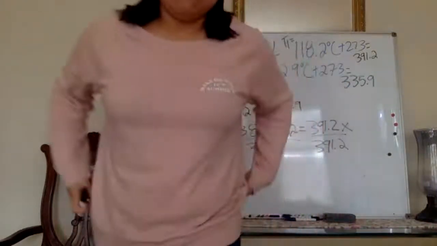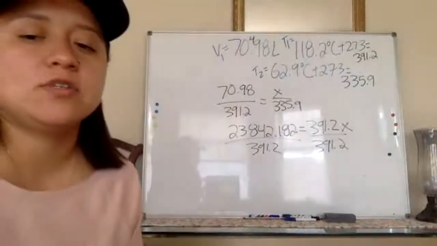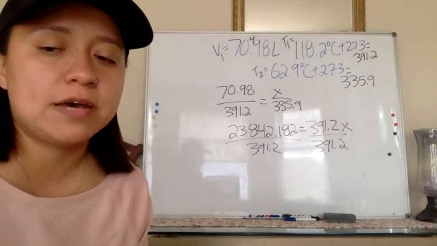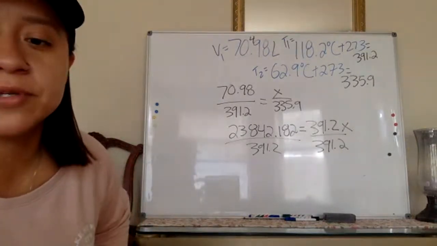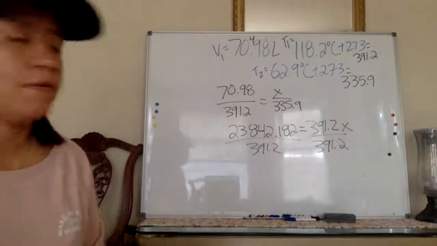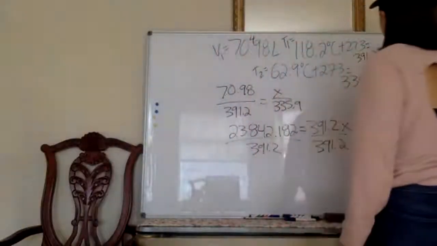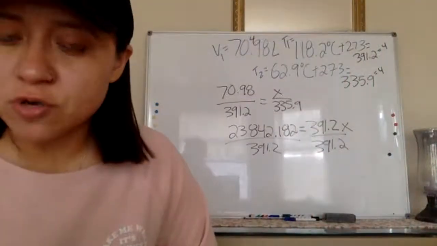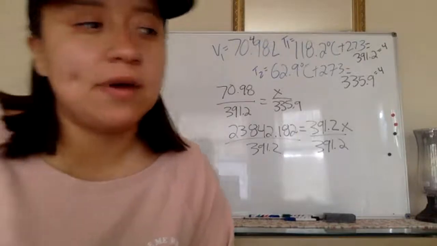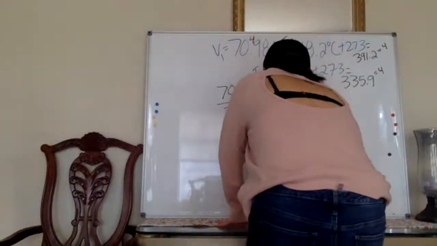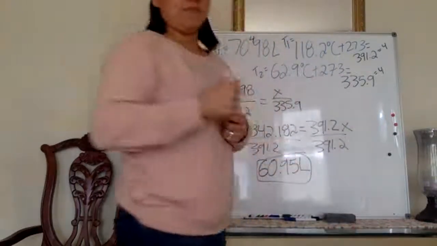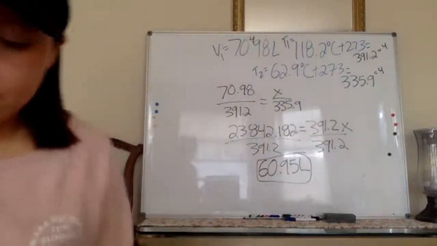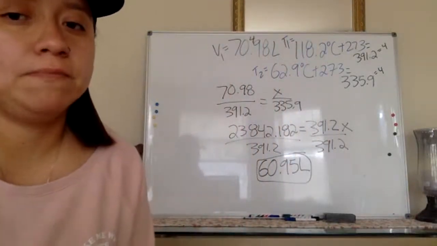How many sig figs do the temperatures have? Both temperature ones have the same amount of sig figs. Yep, 4. So everything has 4, which means your final answer should have 4 sig figs. So you guys should have 60.95 liters as your final answer, because the 6 makes the 4 round up.